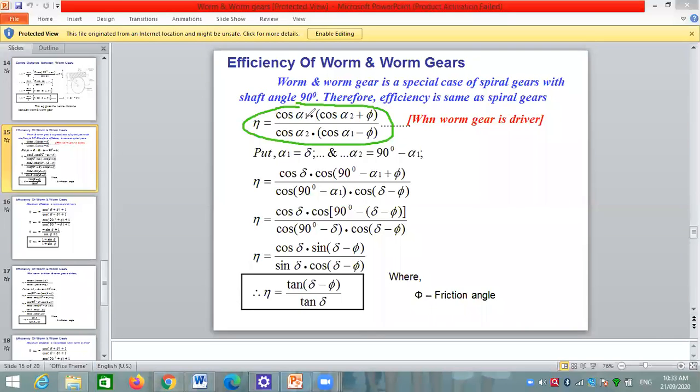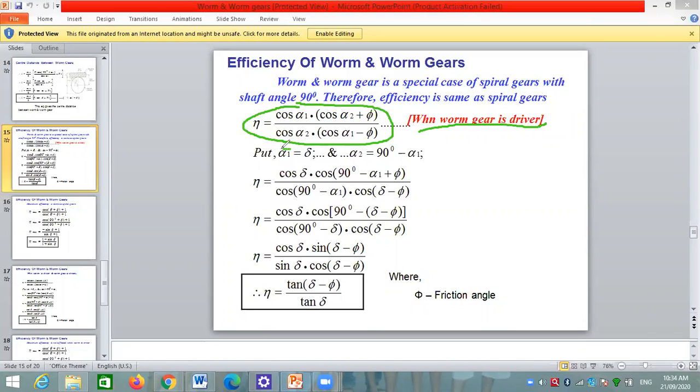See here, in case of worm and worm gear, the worm is always the driver, but here this formula is for when the worm gear is the driver. Okay, we will see further that for both formulas, when the worm is driver or the worm gear is driver, the efficiency will be the same. So we will move further.